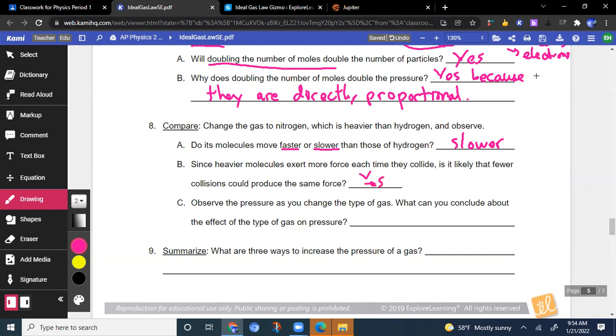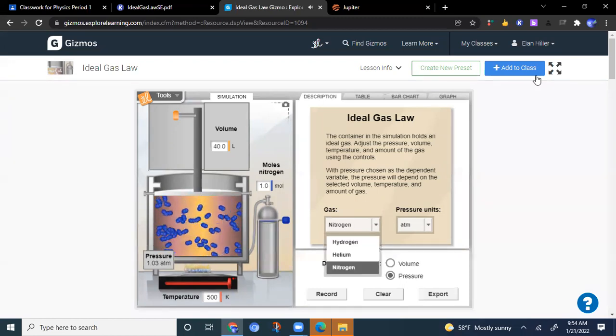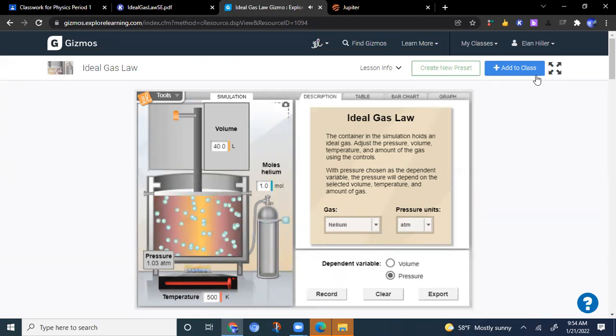Guys, observe the pressure as you change the gas. What can you conclude about the effect of the type of gas on pressure? What's the pressure at? Okay, 1.03 atmospheres. Okay, let's observe that pressure. I'm going to go from nitrogen to helium to hydrogen. The pressure stays the same. Why? Because the temperature and thus the average kinetic energy of the molecules is staying the same, because there's a balance between mass and speed that's going on.